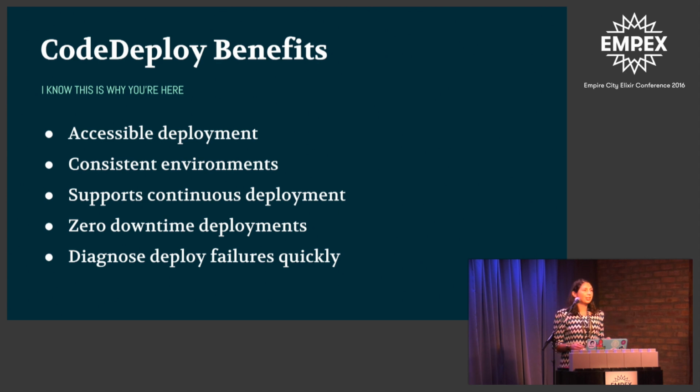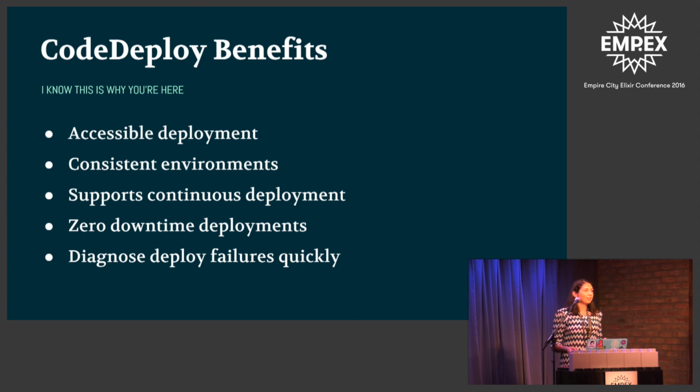Fourthly, zero downtime deployments. If you're using an auto-scaling group, Amazon provides different deployment strategies, all of which contain safety nets to make sure that, regardless of whether or not your deployment was successful, you still have a running application at the end of it.